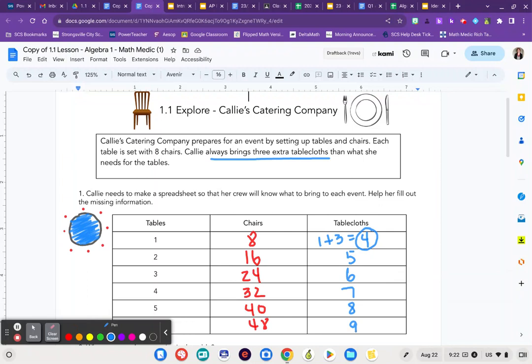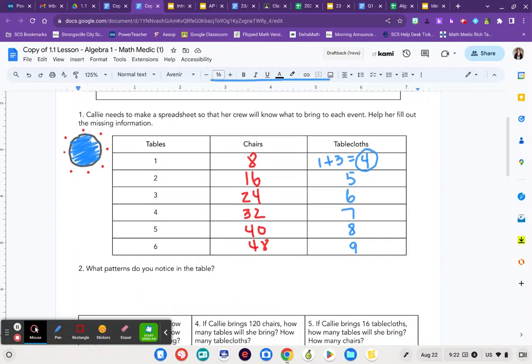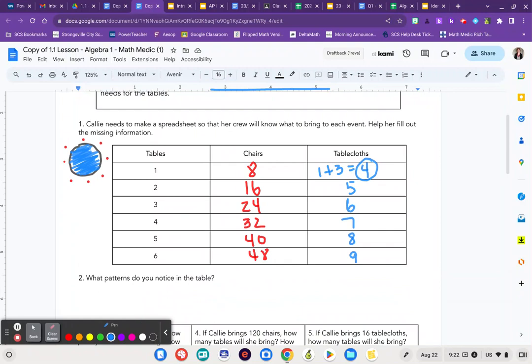Okay. This is what patterns do you notice in the table? So some things that I'm noticing is that my number of chairs is increasing by 8 each time. So number of chairs increases by 8.